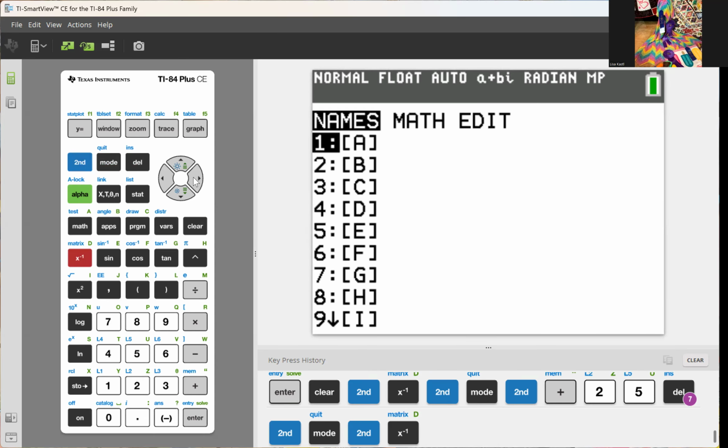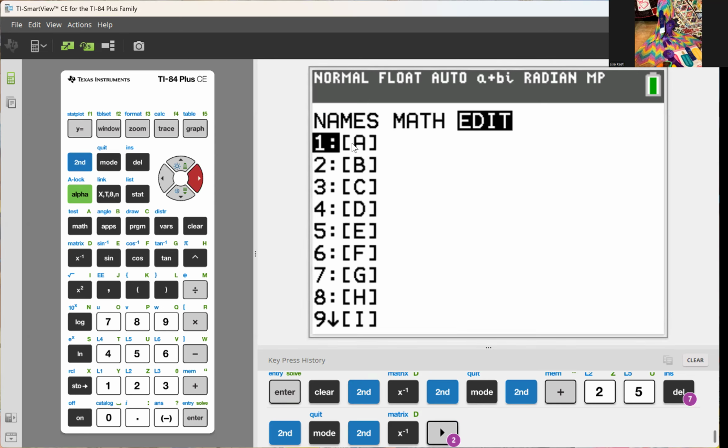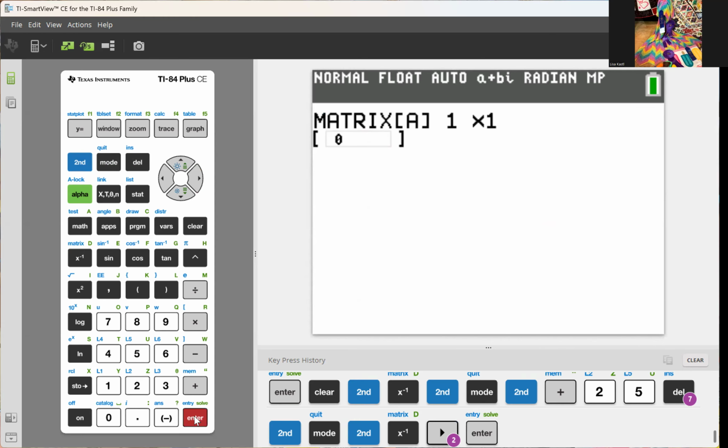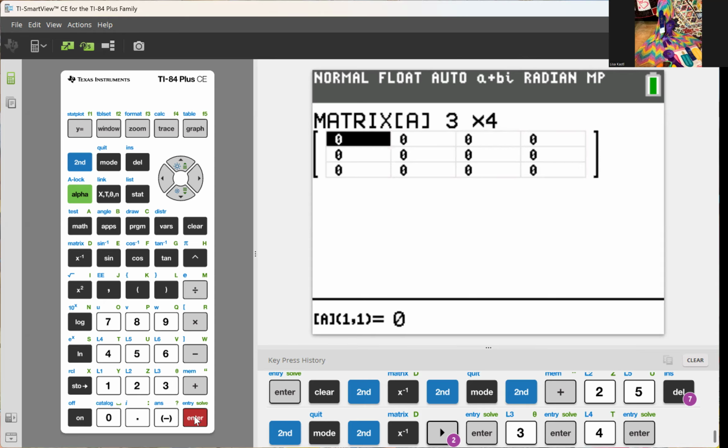Second matrix, and I'm going to arrow over to edit. And I'm going to put that first augmented matrix in matrix A. So when I hit enter, my calculator needs to know how many rows are in my augmented matrix. This is a 3 by 3 system, 3 equations, 3 variables. So there are 3 rows because there are 3 equations. And I hit enter. And then I need to tell my calculator how many columns I have. Well, I have 4 columns. So I'm going to put that in. It's a 3 by 4 matrix.